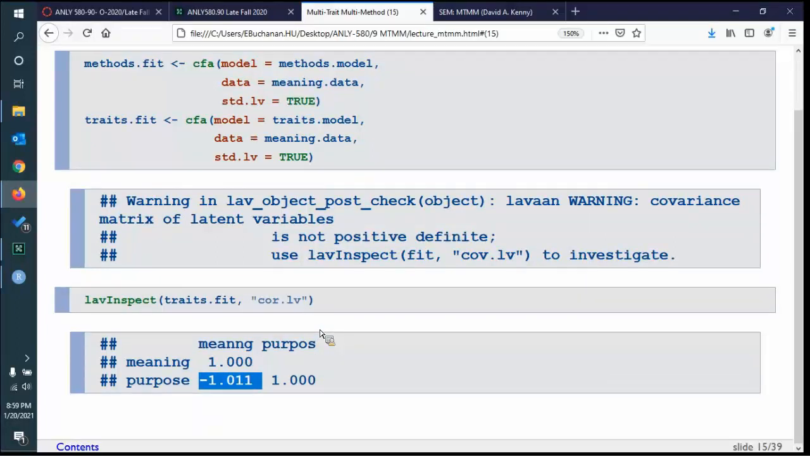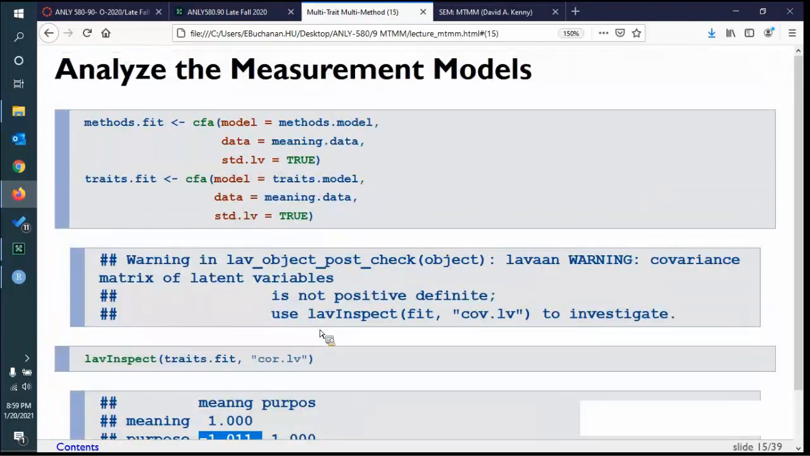It has actually estimated the correlation between meaning and purpose to be perfectly negative, which just blows my mind, because they're actually perfectly positively correlated because it's MERPIS, right? So that's clearly not right. Now, my traits model doesn't run by itself, which is probably bad because my traits model is the actual interesting latent variable measurement model, right? But it isn't maybe the end of the world.